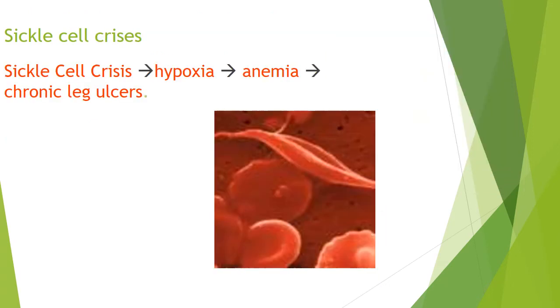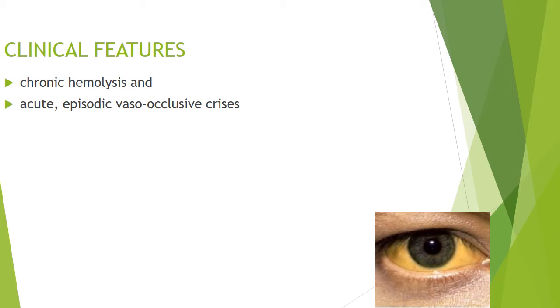Sickle cell crisis. Sickle cell crisis is a severe, painful, acute exacerbation of the RBC sickling causing vascular occlusion. As the blood flow is impaired, vasospasm occurs, and if there is more hypoxia, further sickling occurs. The sickle cells are then broken down by the spleen, causing anemia, and then tissue necrosis occurs from hypoxia, causing chronic leg ulcers.